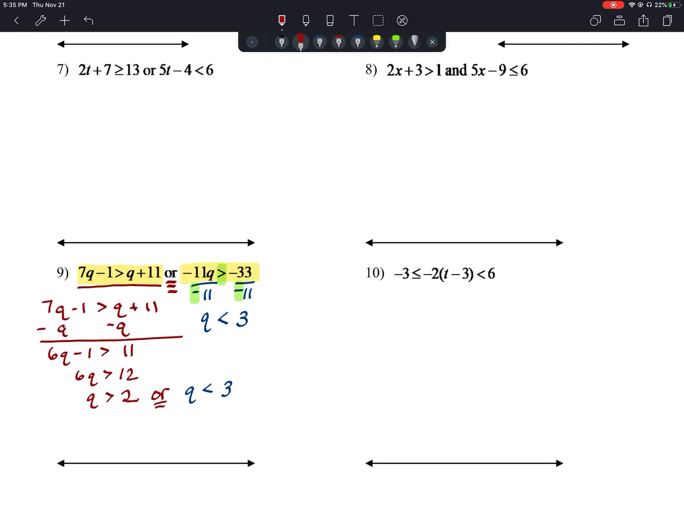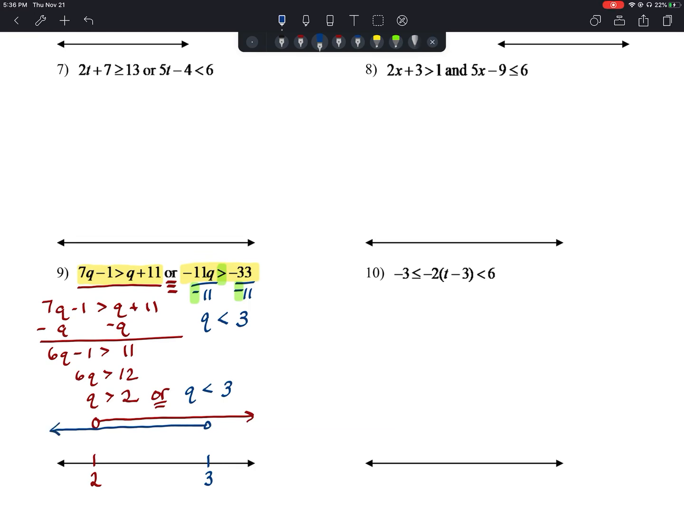Let's plot these on our number line. 2 is the lesser number, so it's on the left. And then we have 3 is the greater number, so it's on the right. When we graph q is greater than 2, we're going to have an open circle going to the right. When we graph q is less than 3, that's an open circle going to the left.